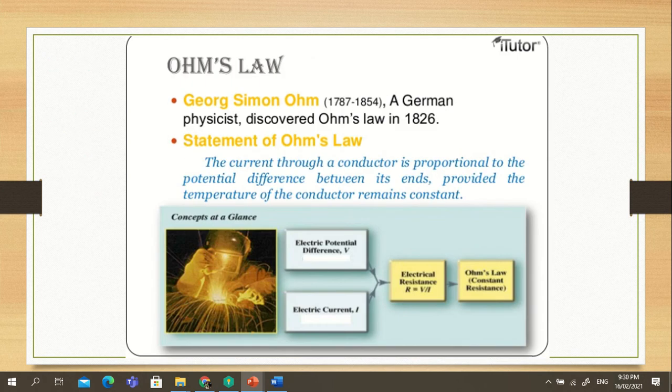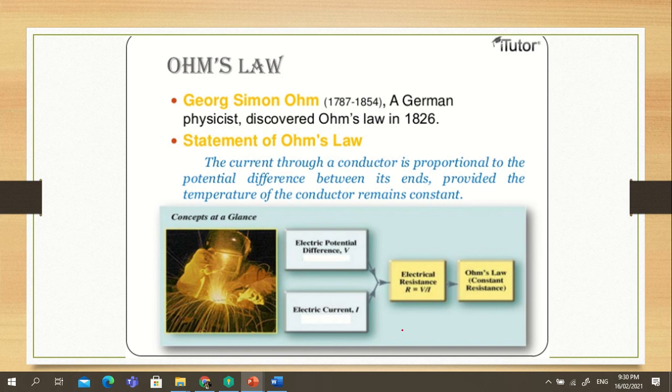Then we have what we call Ohm's law. This is a very important law, class. We speak of voltage, current, and resistance. The one who established this law was George Simon Ohm, born in 1787 and died in 1854. He was a German physicist. He discovered Ohm's law in 1826.